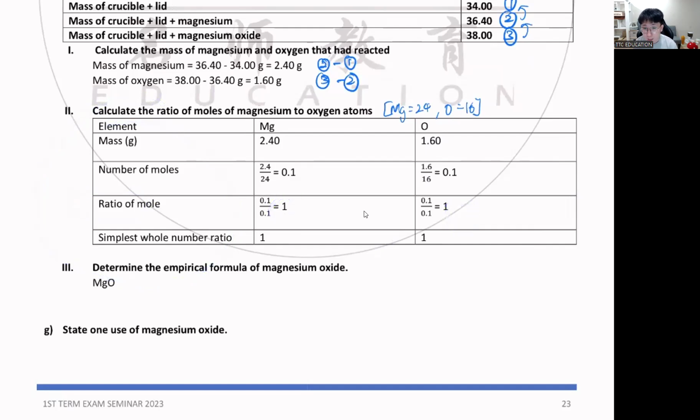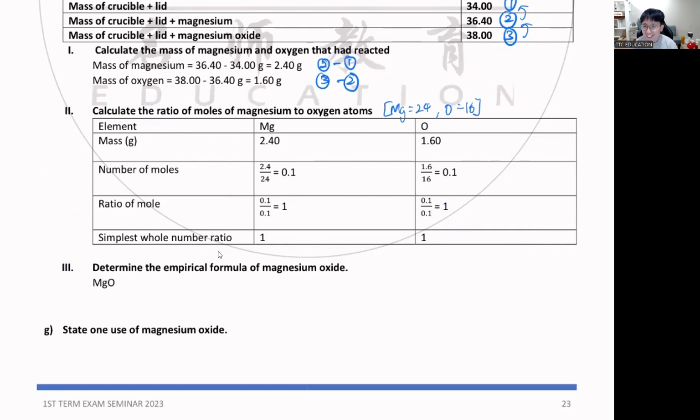Sometimes you might get decimal places. So you need to work out the ratio. If it is a whole number, then you can take it directly. If decimal place, you have to do something to it. Okay, if the ratio is the same, can you skip the simplest whole number ratio? You really cannot skip it, no.